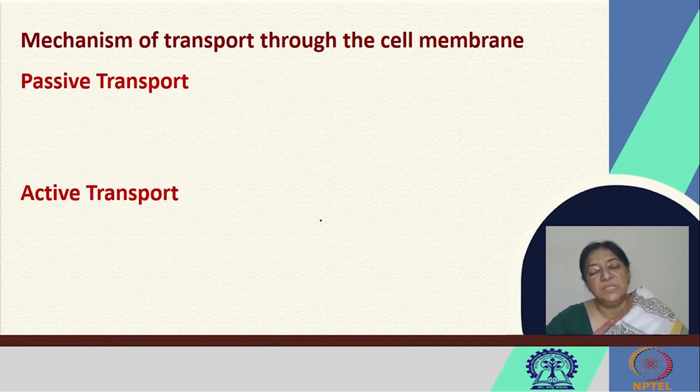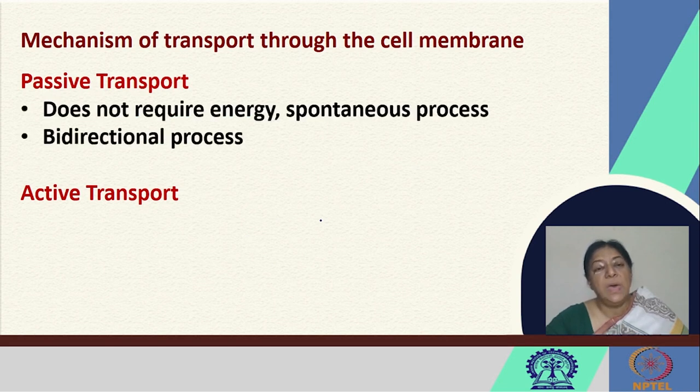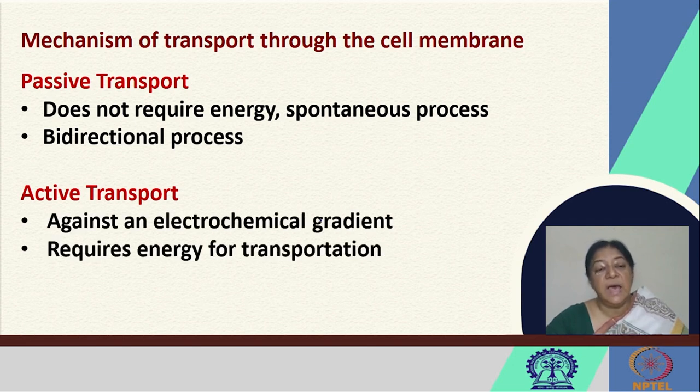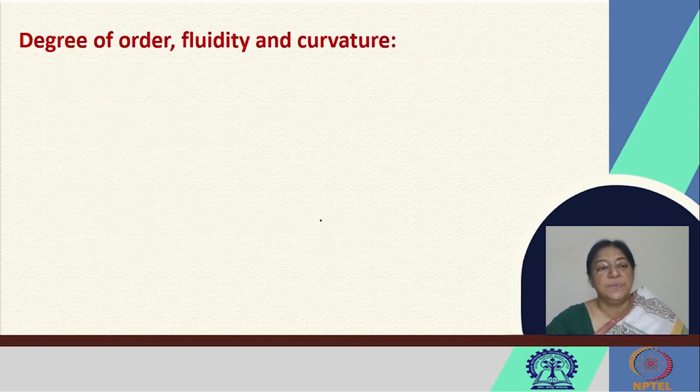In the mechanism of transport through the cell membrane, it is possible that there is passive transport, where no extra energy is required to bring about the transfer. It is a spontaneous process and commonly a bidirectional process. Active transport, on the other hand, is against an electrochemical gradient, and it requires energy for transportation. We will see what we mean by chemical and electrochemical gradients as we go on through the lectures.